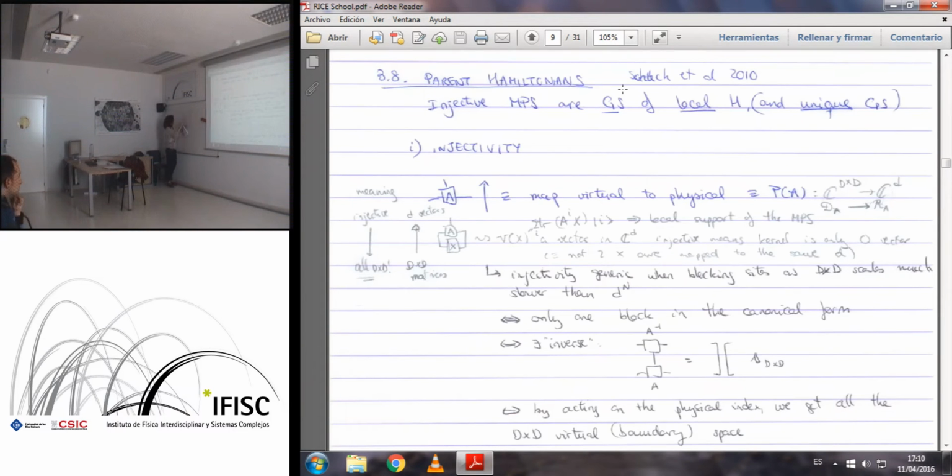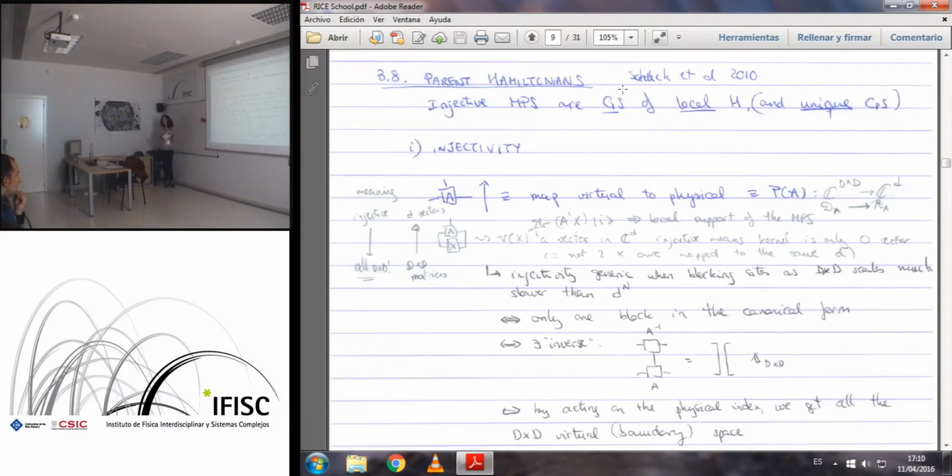It also means that if you just act on the physical indices, you can access all the virtual elements. Somehow, these matrices, or products of these matrices, generate the whole space of virtual degrees of freedom, the D times D matrices. If it has a block structure, this is not true, because you will have zeros here. No matter how many of these you take together, you will still have zeros in these blocks. So injectivity is the same thing as saying that in the canonical form you have just one block in the matrices.